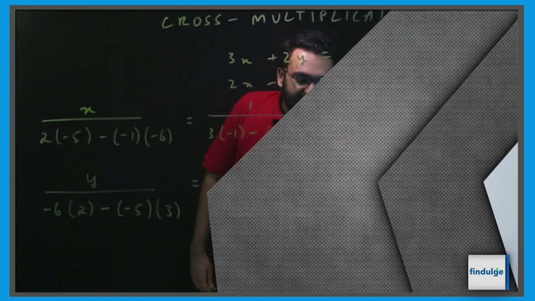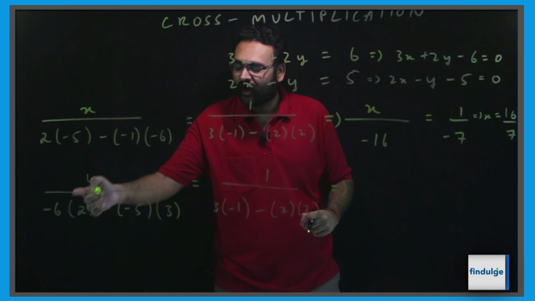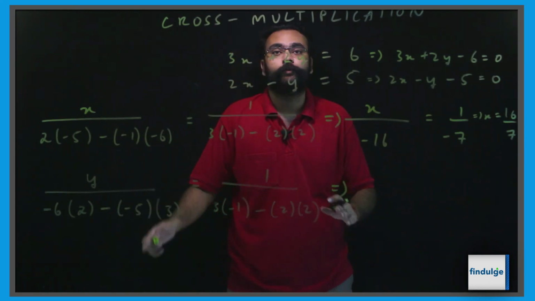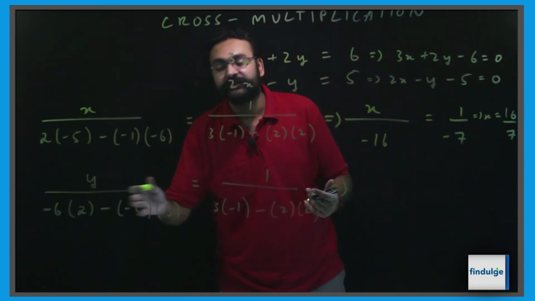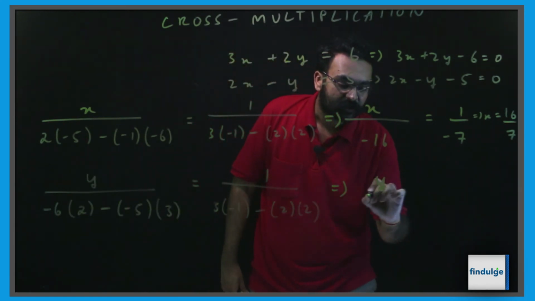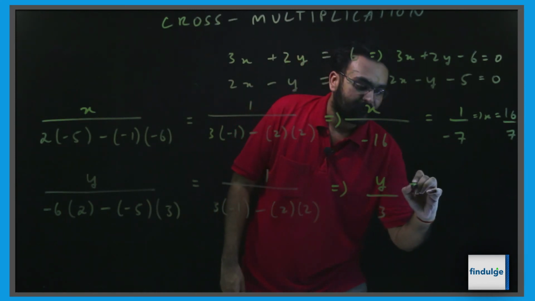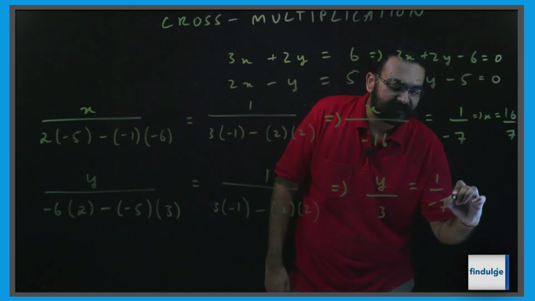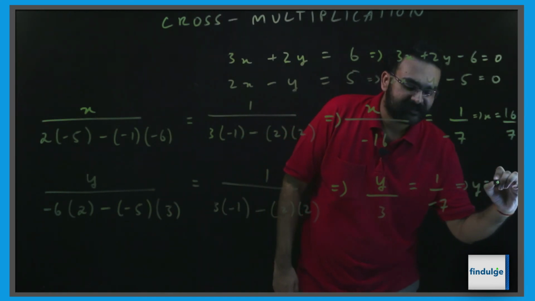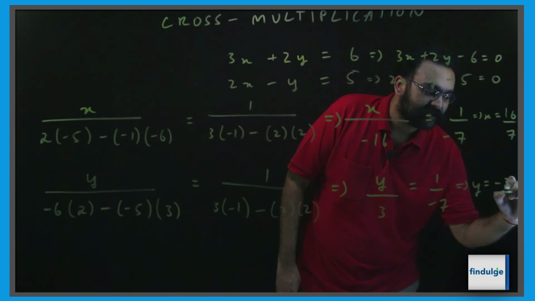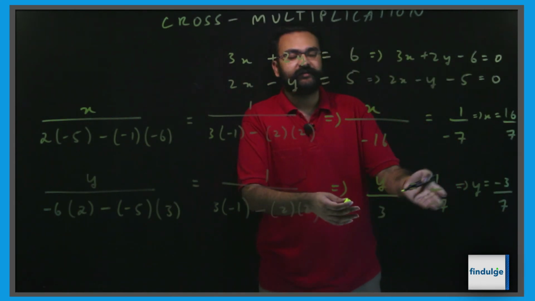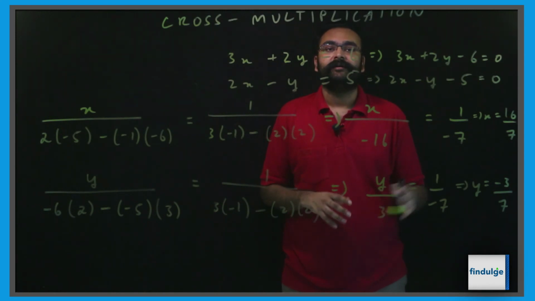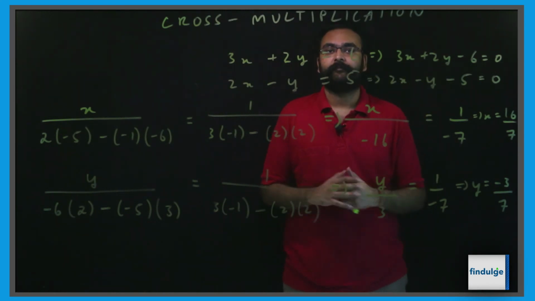This will become y upon minus 12 minus minus 15. So it will become plus 15. So minus 12 plus 15 is plus 3. And it's going to be equal to, this is just the same fraction, 1 upon negative 7, which will give us y is equal to minus 3 upon 7, because it's a positive number upon a negative number, so the fraction is negative. As you can see, the answer is still the same as it should be.